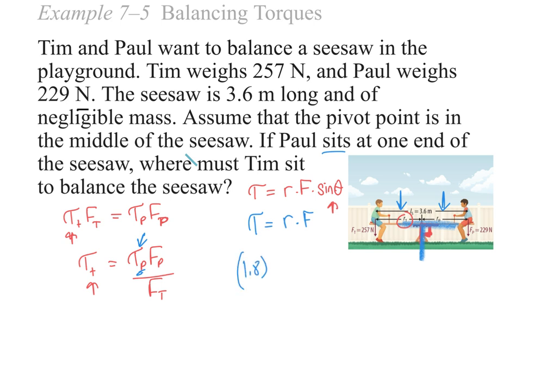What is Paul's force? 229. How do we know that? Well, they told us. 229 newtons. What is Tim's force? 257. And that will tell us how far away Tim is. How far away should Tim be if we want Tim to balance out Paul? He should be 1.6 meters.